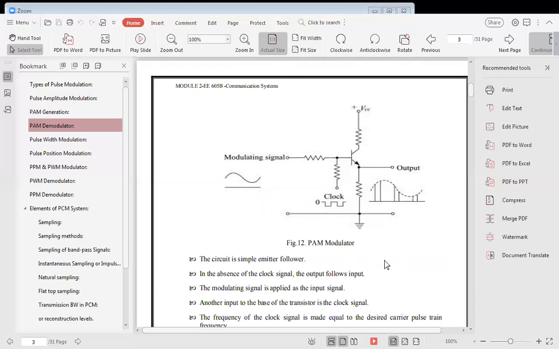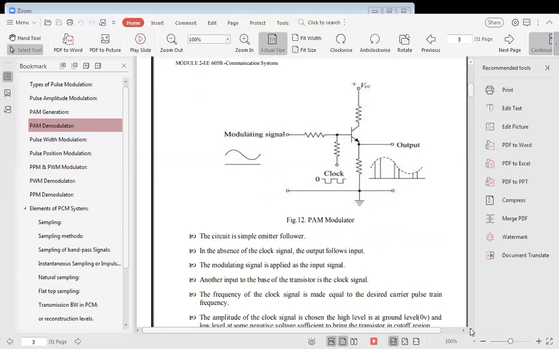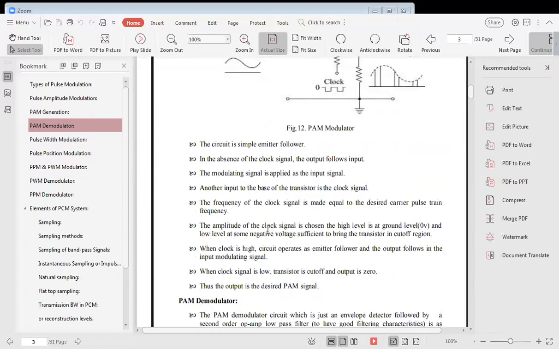The modulating signal is applied to the input, as is the carrier, where the carrier is the clock pulse. The amplitude of the clock is chosen with the high level at ground, and the low level as a negative voltage sufficient to bring the transistor to the cut-off region. Thus, when the clock signal is low, the transistor is cut off and the output is 0. Thus we get the output of the desired PAM signal.